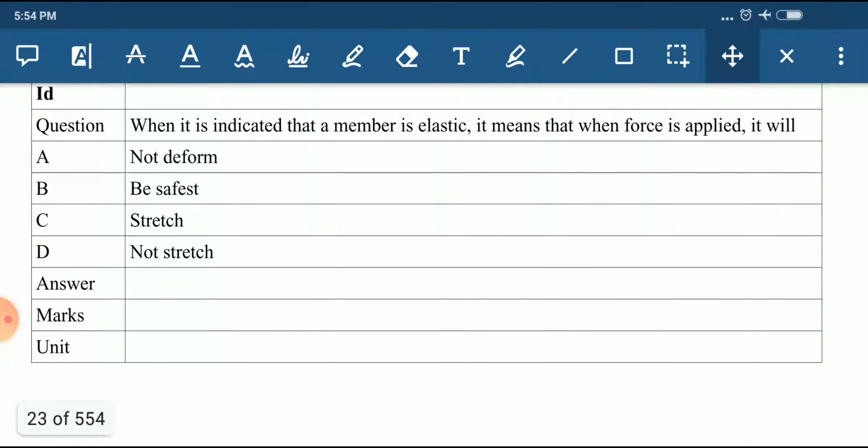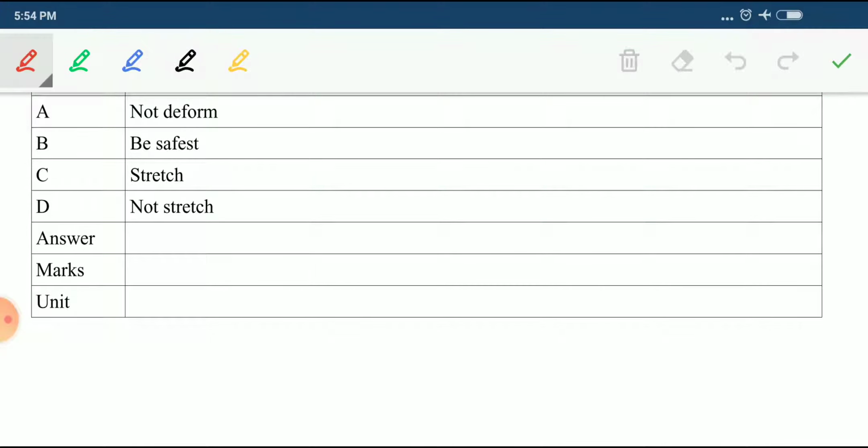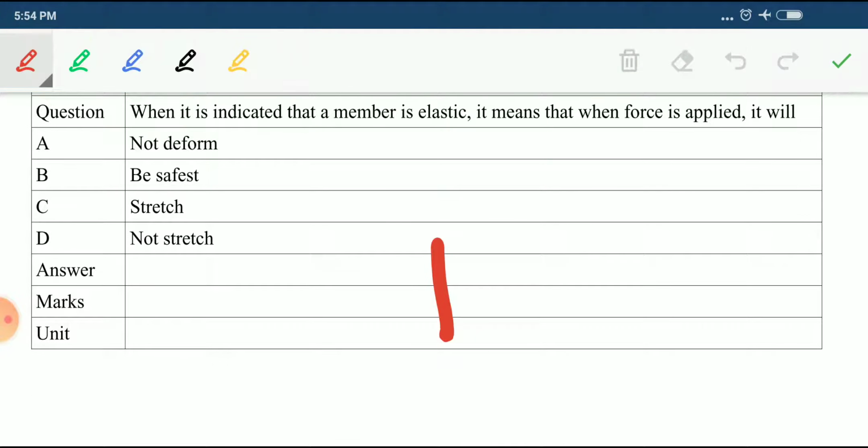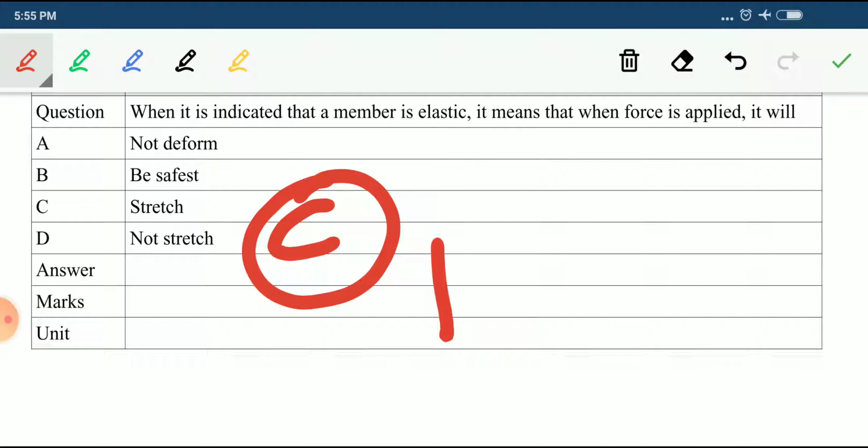When it is indicated that a member is elastic, what does it mean? It will deform, and otherwise it will regain its original shape. For this one, what is the correct answer? When force is applied, what happens? No deformation? No. No stretch? Usually stretch. Elastic material will stretch. C is the correct answer. That is stretch. Next.